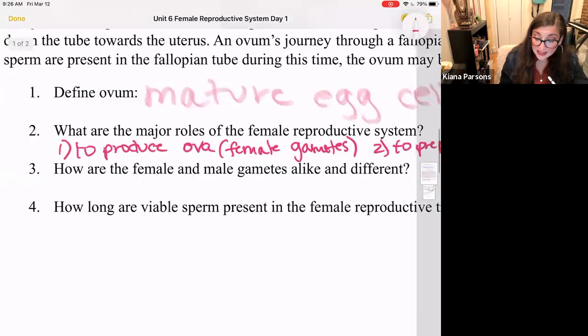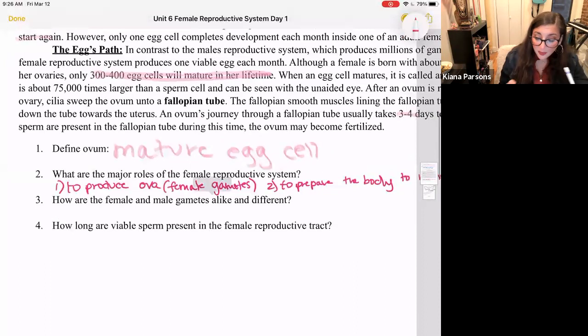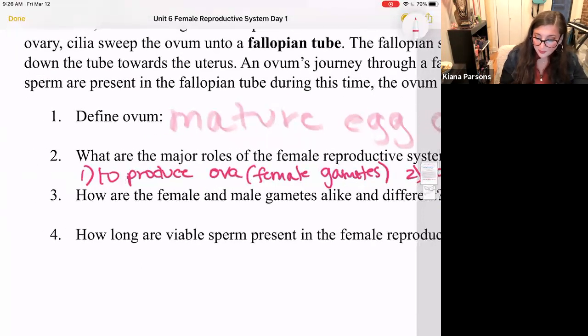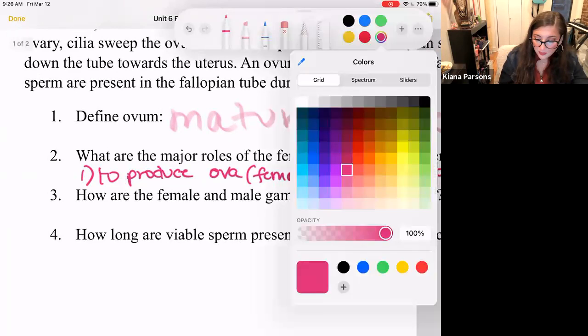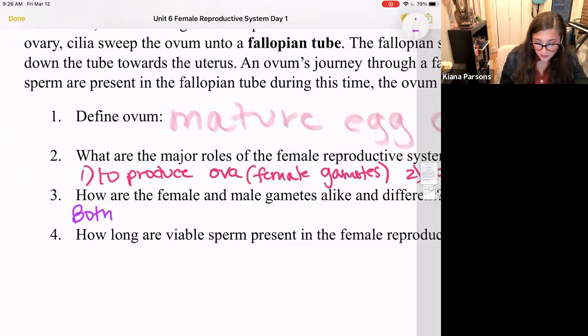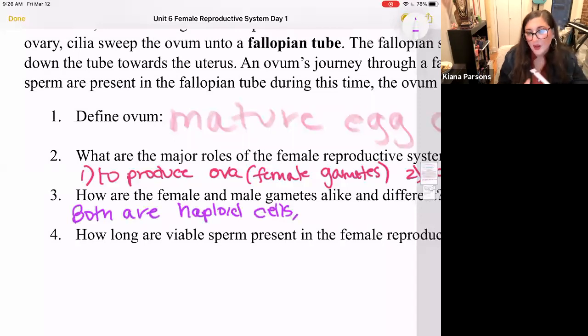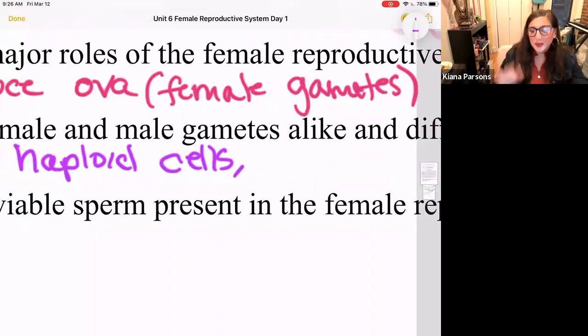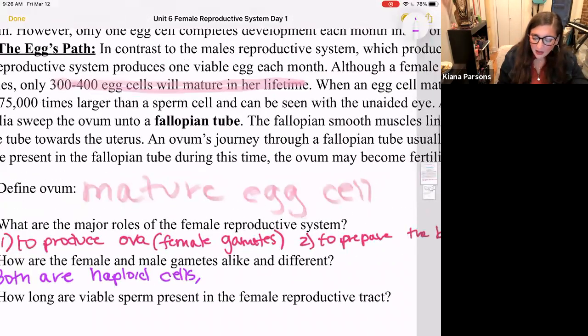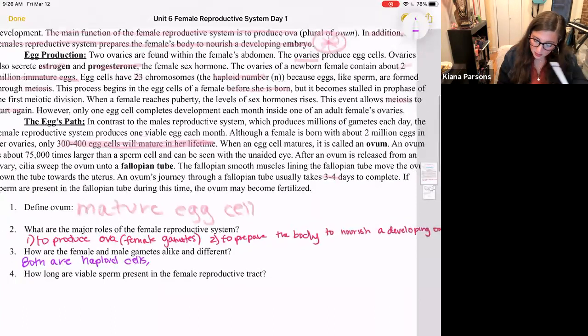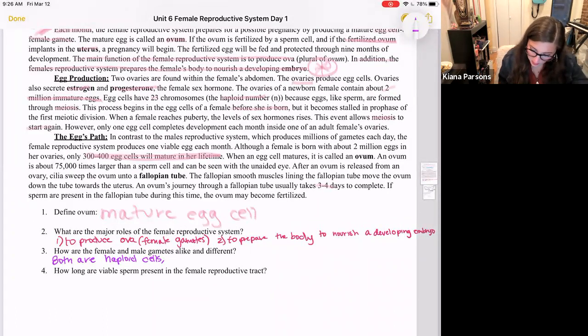How are the male and female gametes alike and different? Well, they're both haploid. Both are haploid cells, but sperm are produced in much higher numbers. But the key difference here is that the egg cell, looking back in the text, is 75,000 times larger than the sperm cell.